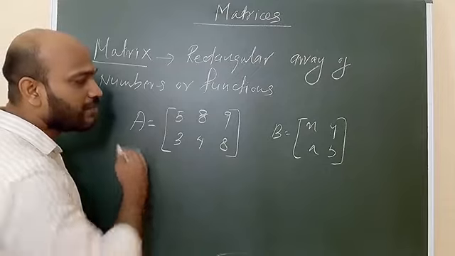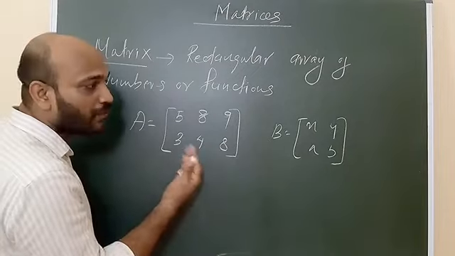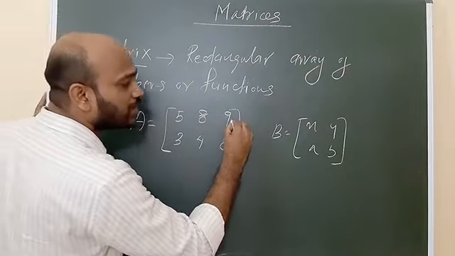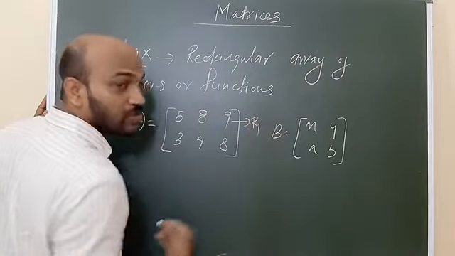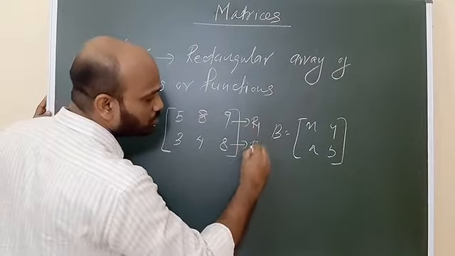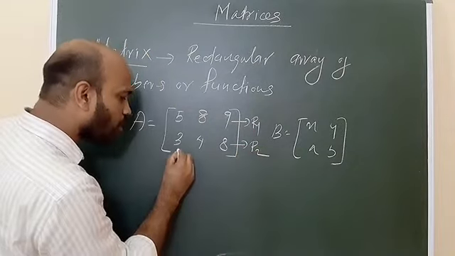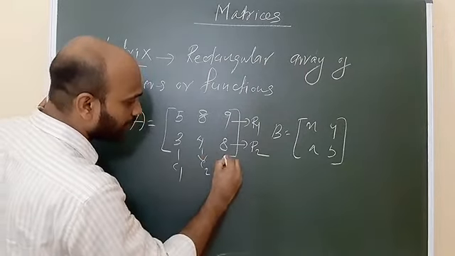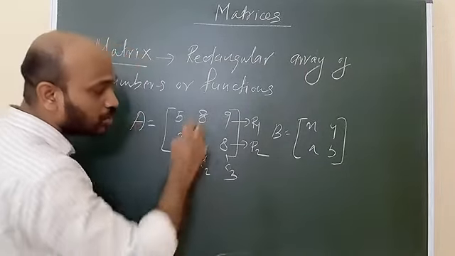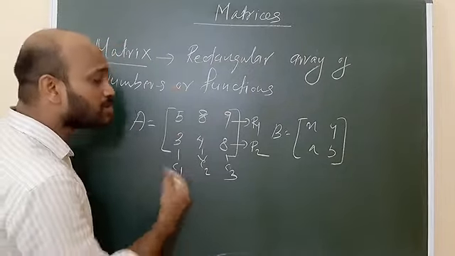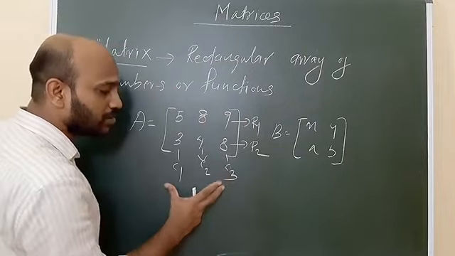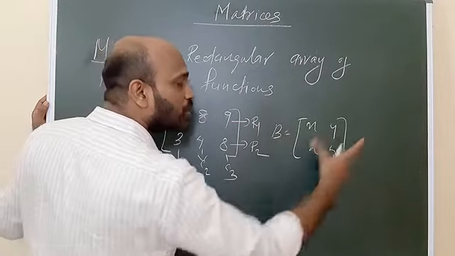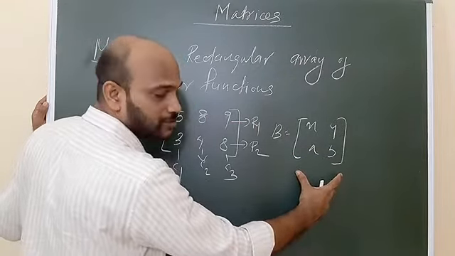So actually we are arranging elements or variables in rows and columns. In this matrix, how many rows are there? This one is row 1, this is row 2, and this one is column 1 of this matrix, column 2, and this is column 3. So 2 rows and 3 columns are there. So we are arranging numbers in 2 rows and 3 columns. In this matrix we are arranging variables in 2 rows and 2 columns.